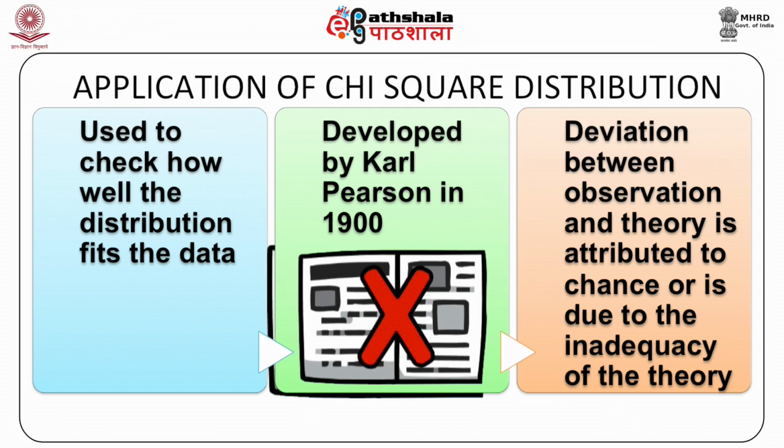Let us now move on to understand the application of chi-square distribution. First is the goodness of fit. As mentioned before, the goodness of fit test is used to check how well the distribution fits the data. This test, developed by Karl Pearson in 1900, is used to test whether the deviation between observation, that is the observed value, and theory, that is the expected value, is attributed to chance or is due to the inadequacy of the theory to fit the data. In other words, it is used to test if the result of an experiment supports the theory or the hypothesis.